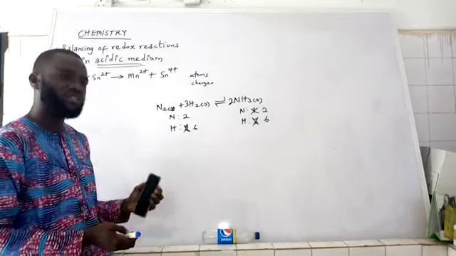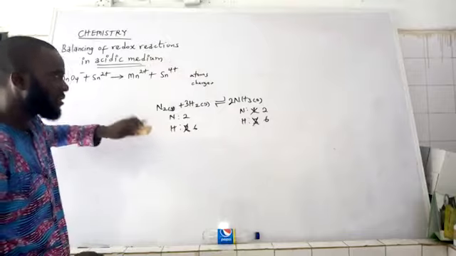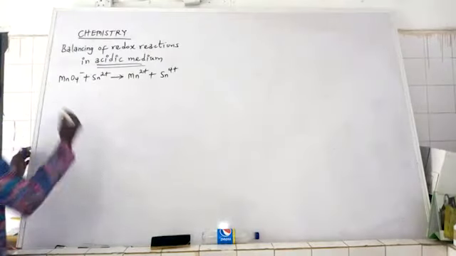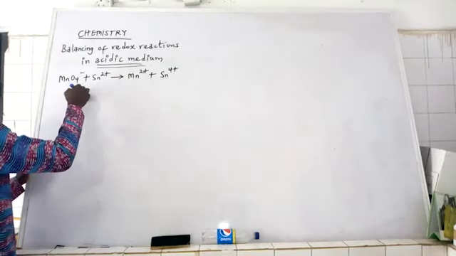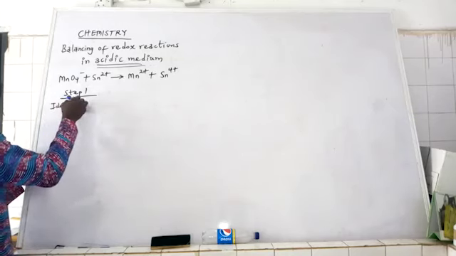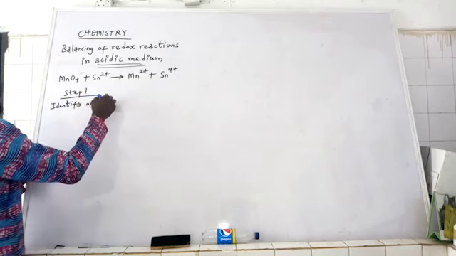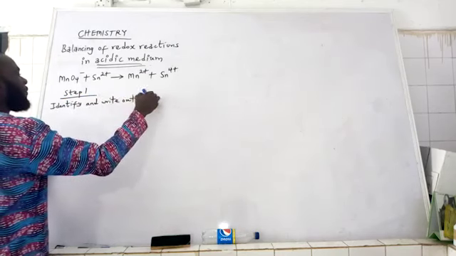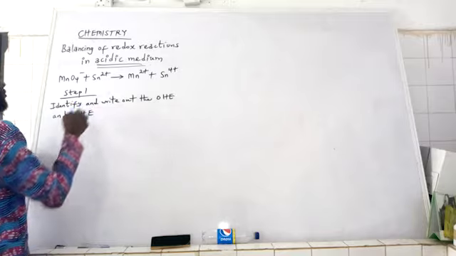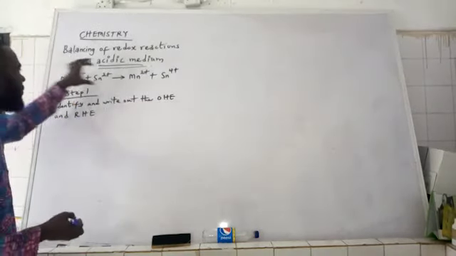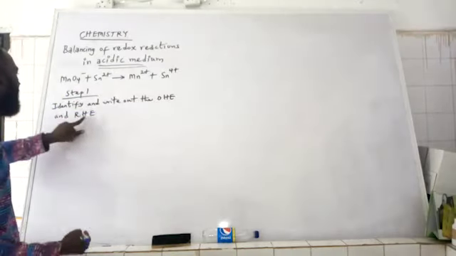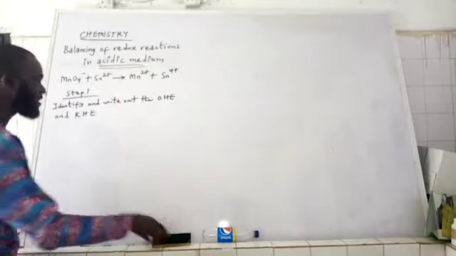Now let's come back to redox reaction that has to do with balancing of the atoms and the charges. So as I said, there are a number of steps. Step 1 is what? We want to identify and write out the oxidation half equation and reduction half equation. That is half of this equation will be written out. That's the meaning of the half equation. We are going to see it now. So we need to identify oxidation and reduction in this reaction before we can move on. So let's see how we can identify that.